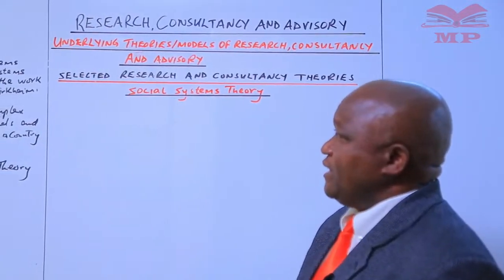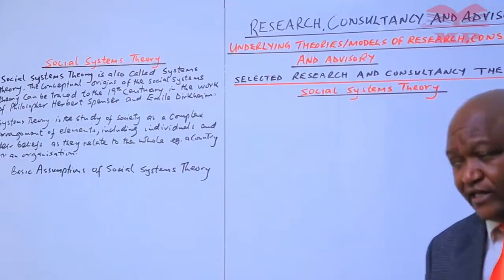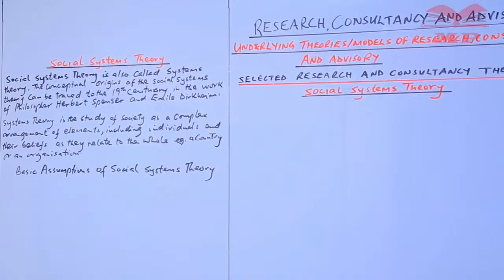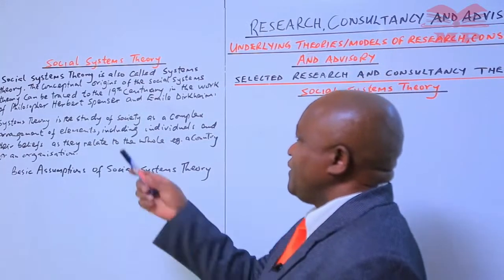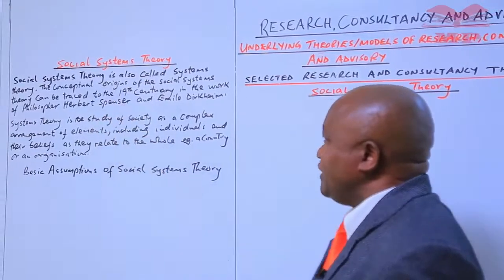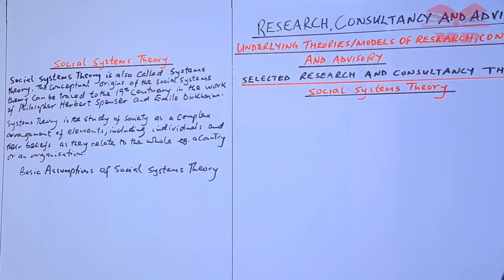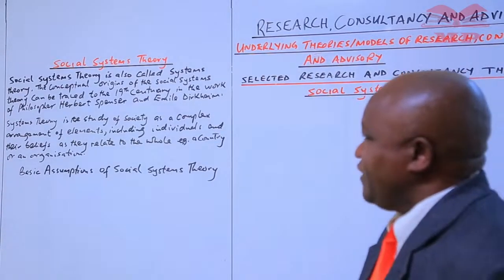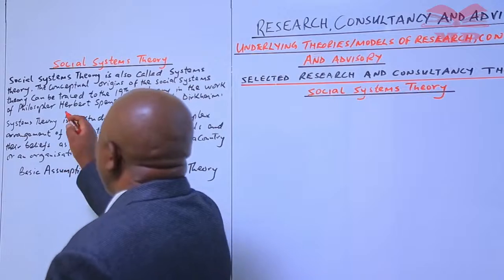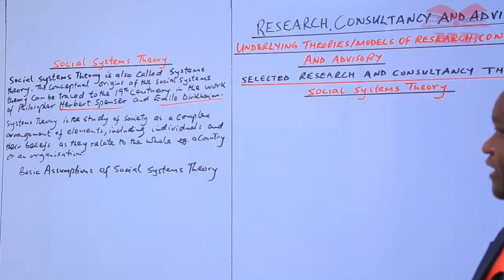sciences, and the social systems theory is also referred to as systems theory. This theory has its conceptual origins in the 19th century, in the work of the philosopher Herbert Spencer and Emile Durkheim. They extensively looked at social systems.